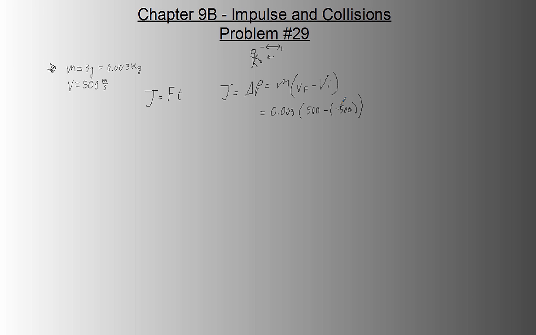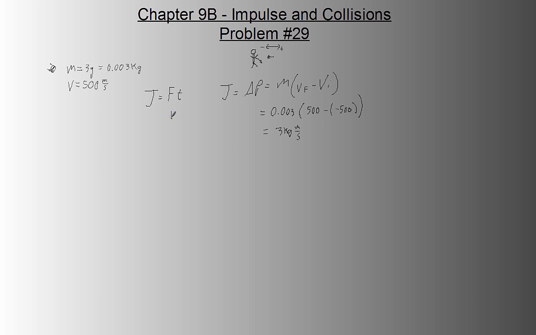That trips a lot of people up. There's a homework problem in the WebAssign where something bounces or ricochets or whatever. Don't forget that it's velocity, not speed, so one of them has to be negative, the other has to be positive. This turns into 3 kilogram meters per second as the impulse. That's cool. That's per bullet, by the way.